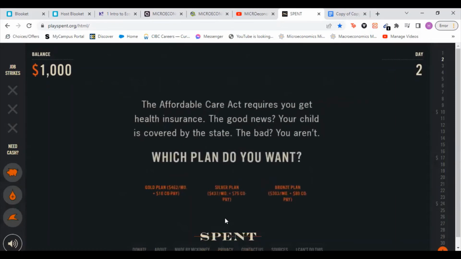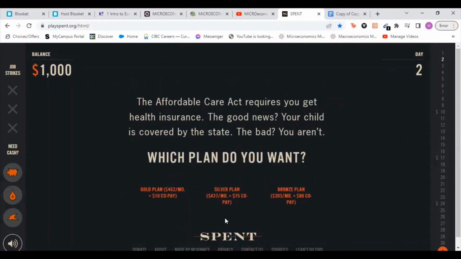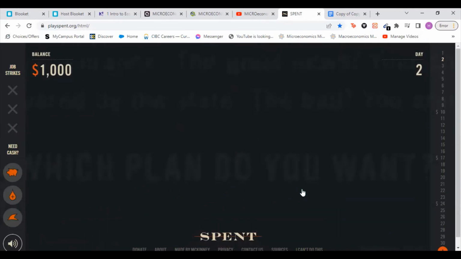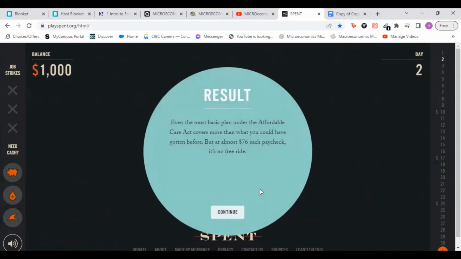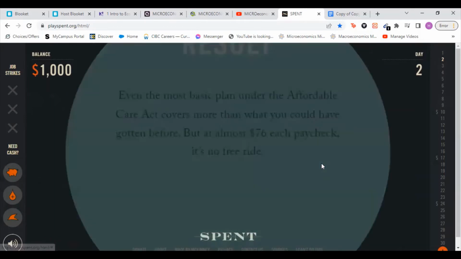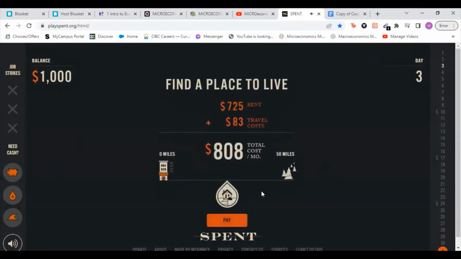Continue. The Affordable Care Act requires you to get health insurance. The good news, your child is covered by the state. The bad, you aren't. Which plan do you want? So which one? Gold, silver, bronze? Bronze probably, out of those options.